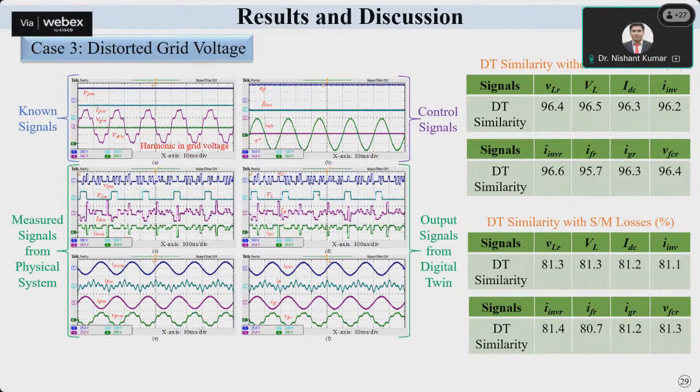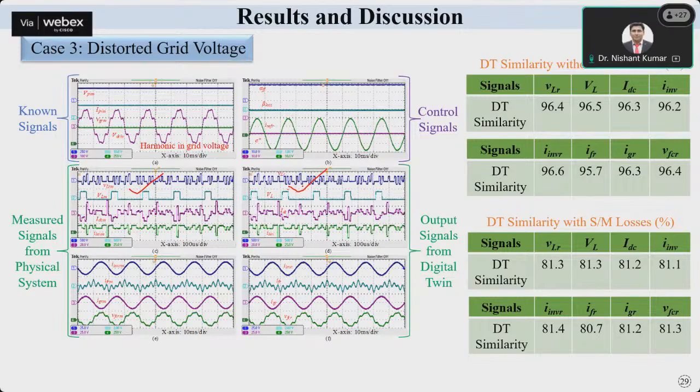Here the DT objective is not to generate pure sinusoidal current. That is the objective of the controller, which is already there. Here the DT is to analyze the waveform, to see whether we are capable of representing or estimating the actual waveform or actual performance. That is the objective. Even in the distorted grid condition, if your inductor current is like this, then the DT is also showing that yes, this is the inductor current.